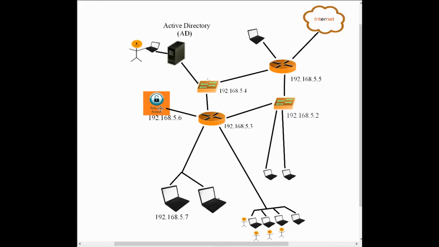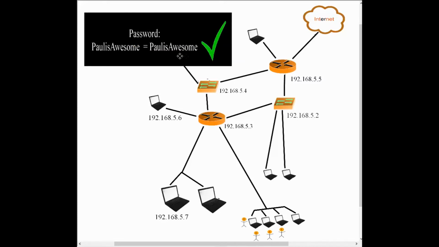At your computer at 192.168.5.6, well, that request will go to the router at 192.168.5.3. It'll then go to the switch at 192.168.5.4. And from there, your request is routed to the AD server, right? The AD server then compares the credentials you just entered against the credentials that Bob had entered into the AD server earlier.